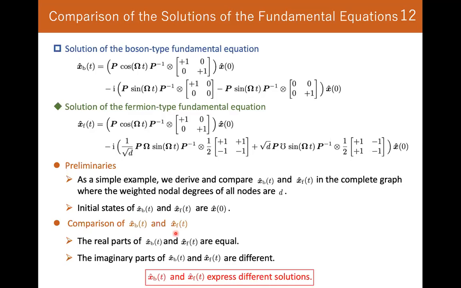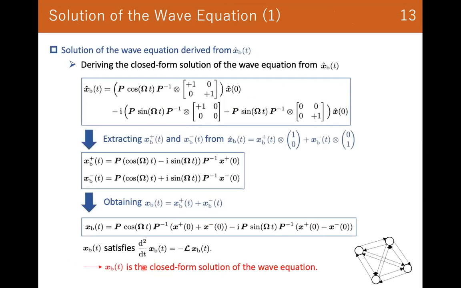As a result, the real parts of x hat bt and x hat ft are equal, and the imaginary parts of x hat bt and x hat ft are different. Accordingly, x hat bt and x hat ft express different solutions. Next, I will derive the closed form solution of the wave equation derived from x hat bt. This is the closed form solution of the Boson-type fundamental equation.